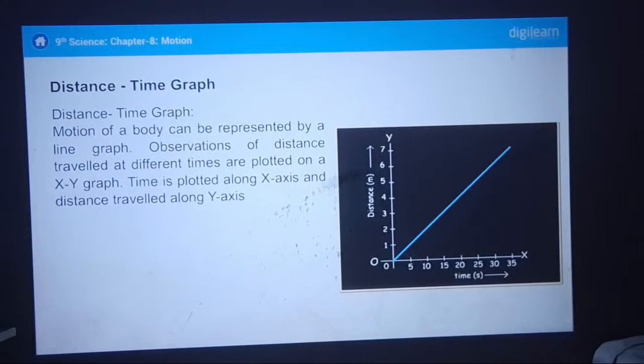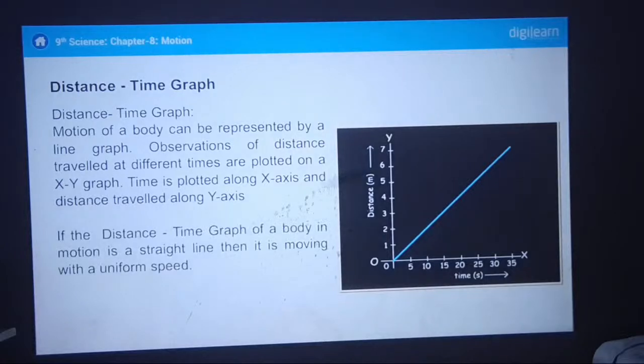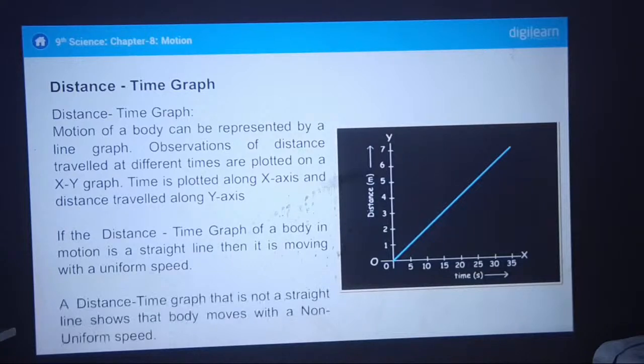Motion of a body can be represented by a line graph. Observations of distance travelled at different times are plotted on an XY graph. Time is plotted along x-axis and distance travelled along y-axis. If the distance time graph of a body in motion is a straight line, then it is moving with a uniform speed. A zigzag distance time graph shows that body moves with a non-uniform speed.